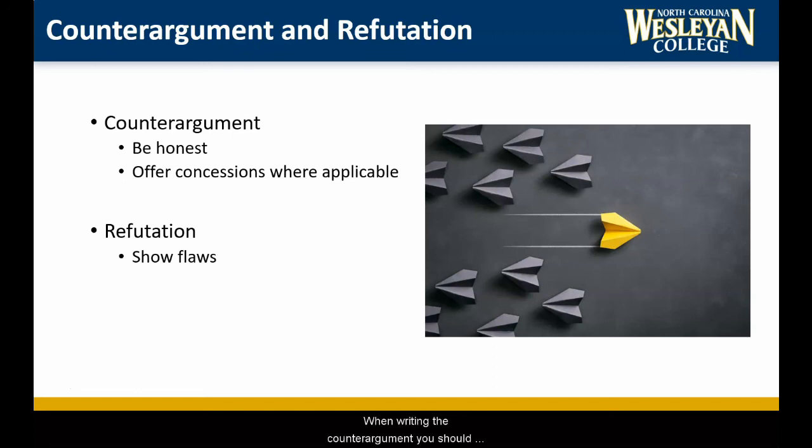When writing the counterargument, you should provide an honest discussion of the opposing view. If the opposing view makes a good point, you may write a concession or an agreement of that point. Once you have completed discussion of the counterarguments and concessions, make sure you follow them with a refutation. A refutation is an explanation of flaws in a counterargument, making it more likely that yours is the correct argument. Refutations should be supported by evidence. "Because you're wrong" is not an effective refutation.